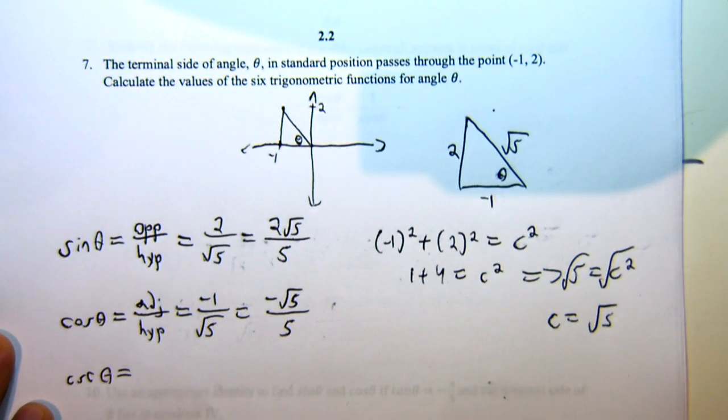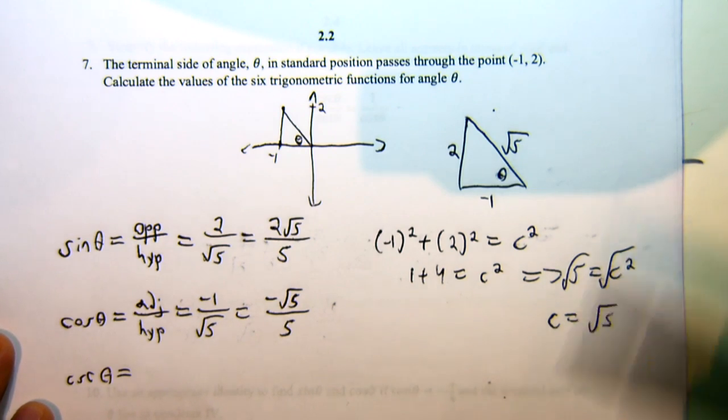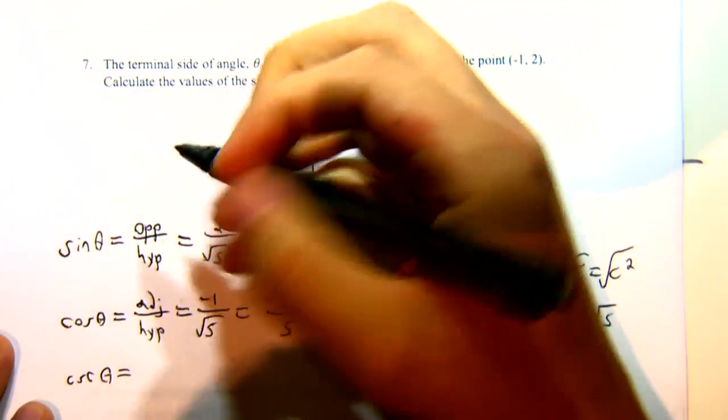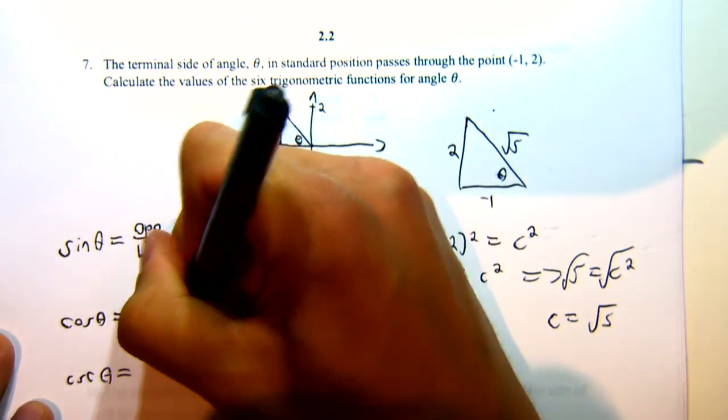So cosecant is the reciprocal of sine. So it's just going to be hypotenuse over opposite. So we just take this and basically flip it. So we know this would just be square root of 5 over 2.